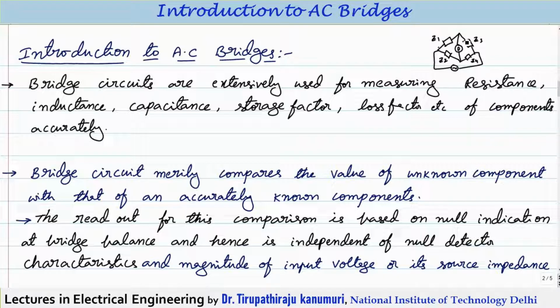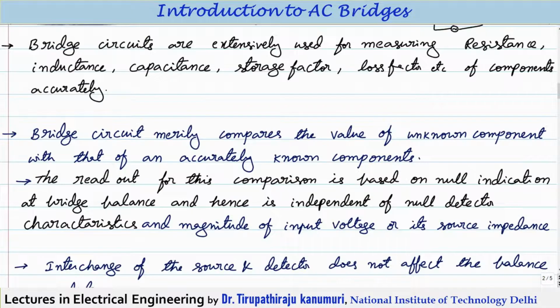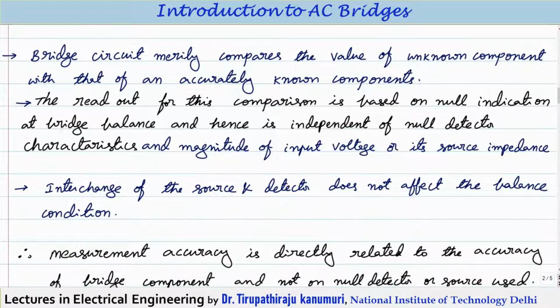We are going to see the derivation and other things. First let us see what the advantages of the bridge circuits are, then we will go for the proof of the statements we have discussed. The bridge circuit merely compares the value of the unknown component with that of an accurately known component. So we are measuring this in terms of the known components.